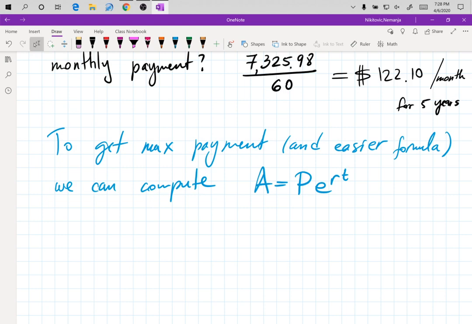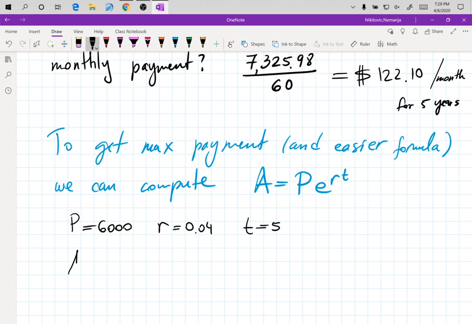Okay, so this is going to give me a larger number than 122, right? This is important to compute prior to putting on shoes and going to bargain with the dealership, because I'm going to show you something else after computing this formula here. So we're still borrowing 6K. We're still at 4%. And we're still at 5 years.